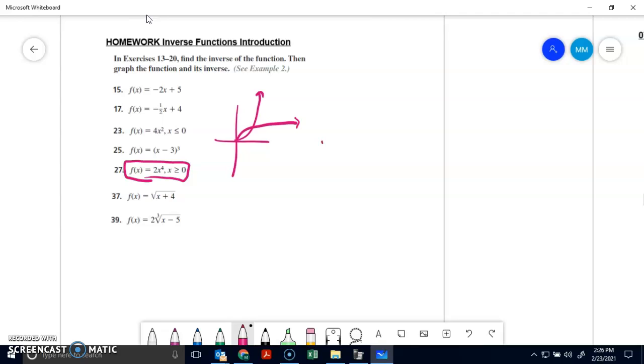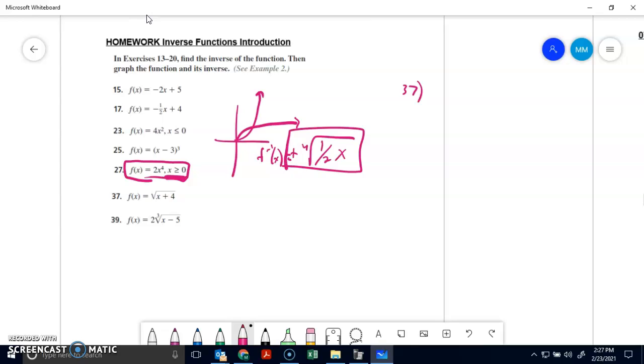And that's pretty easy to solve. That's going to be 1/2 x, and then we take the 4th root of that, and I just want the positive of that. So that's the inverse right there. And solving should be relatively easy. But we only want the positive because we want it to be greater than or equal to 0. Now 37 is the one you need a stipulation for.